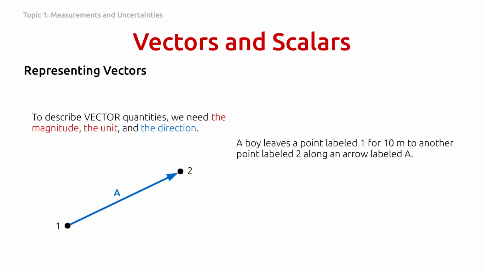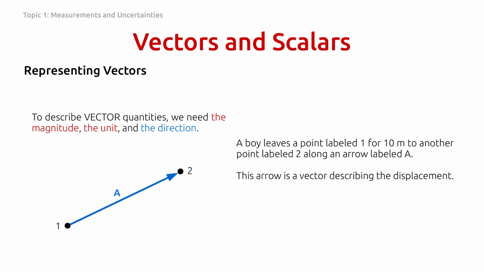Now, how do we represent vectors? Take a look at this example. A boy lifts a point labeled 1 for 10 meters to another point labeled 2 along an arrow labeled A, as illustrated here in this figure. In this case, this arrow represents a vector that describes the displacement. So a vector is an arrow with a beginning and an end. That is why it is frequently defined as something with a magnitude and a direction.